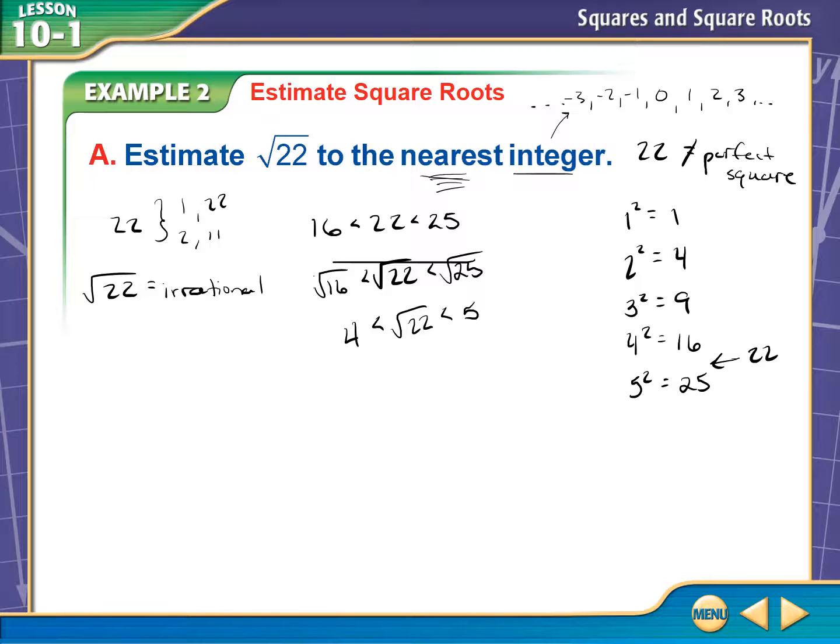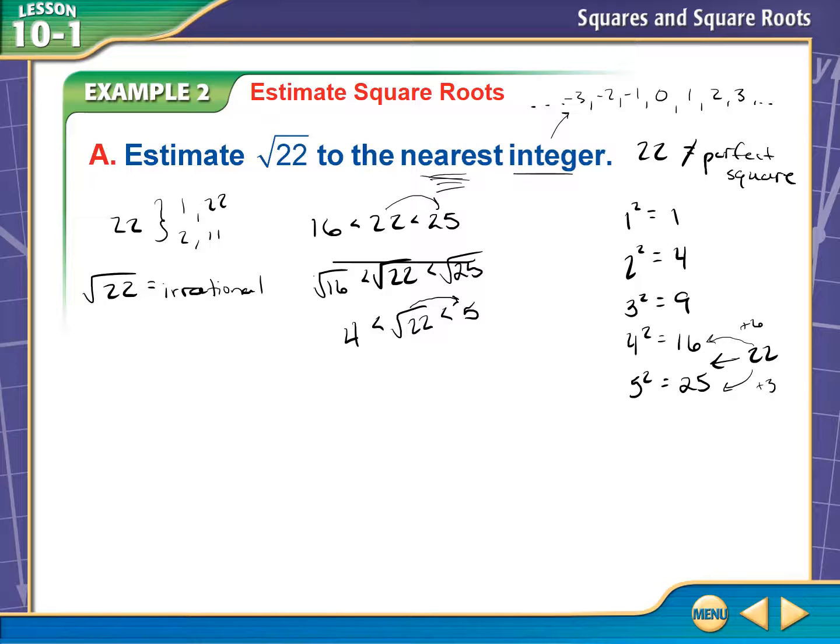So is it closer to 4 or is it closer to 5? Well, for that I can look back here. All right, 22 is 6 away from 16. It's 3 away from 25. So 22 is closer to 25, which means the square root of 22 should be closer to the square root of 25, which was 5.